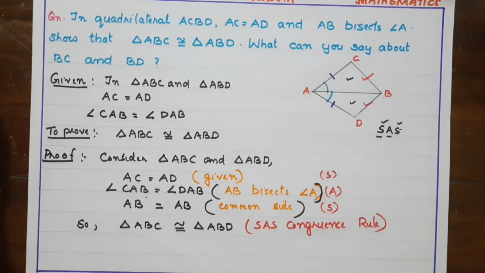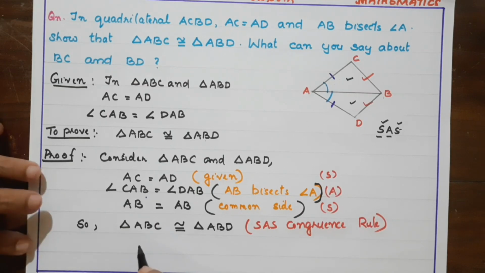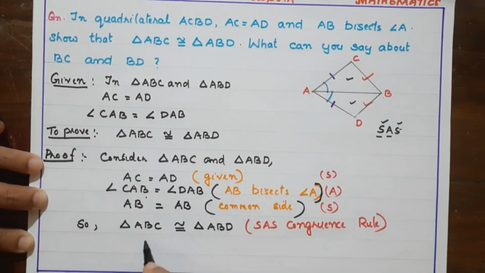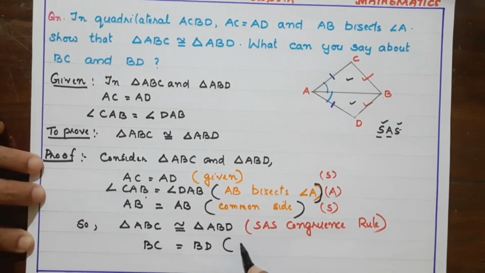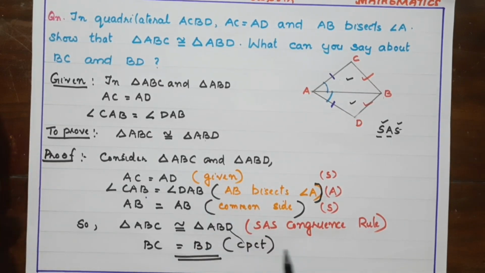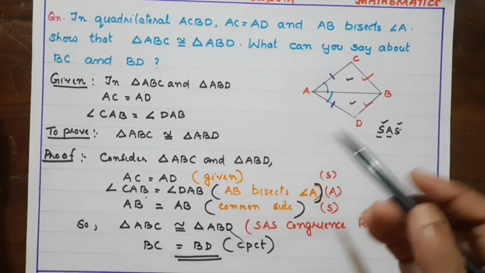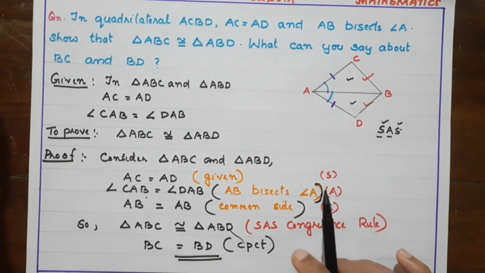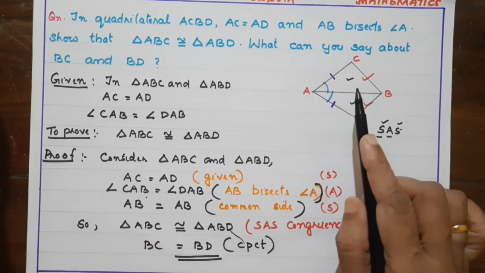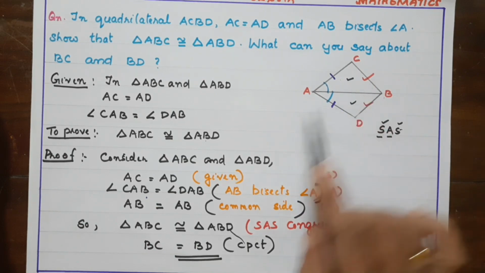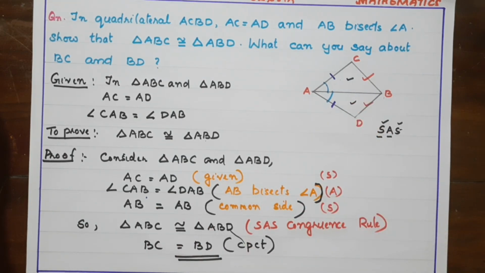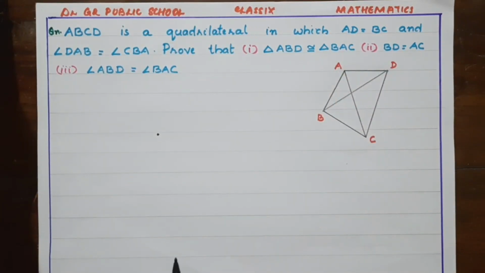So we can write BC is equal to BD. Reason, what can we write? CPCT. No need to explain more. Just write CPCT. Okay, children. So this is the proof of this question. You have to go through this proof one or two or three times. And when you study the proof, you have to check the figure also, whether you are writing the correct step or not. Okay, children. Let's discuss one more question.